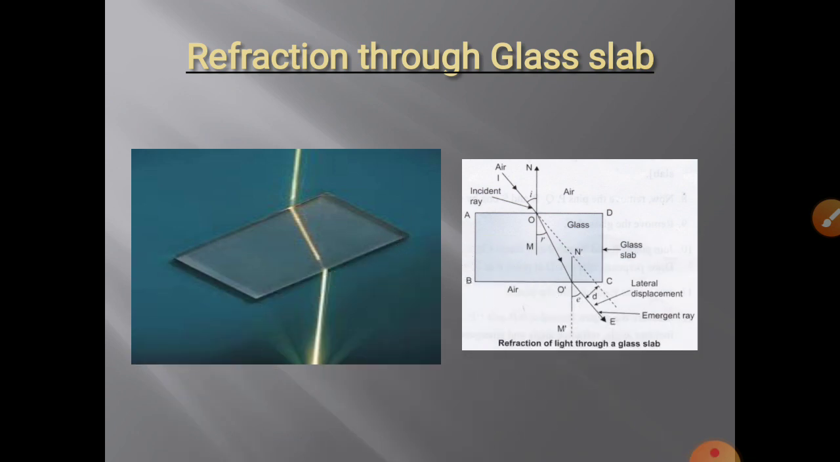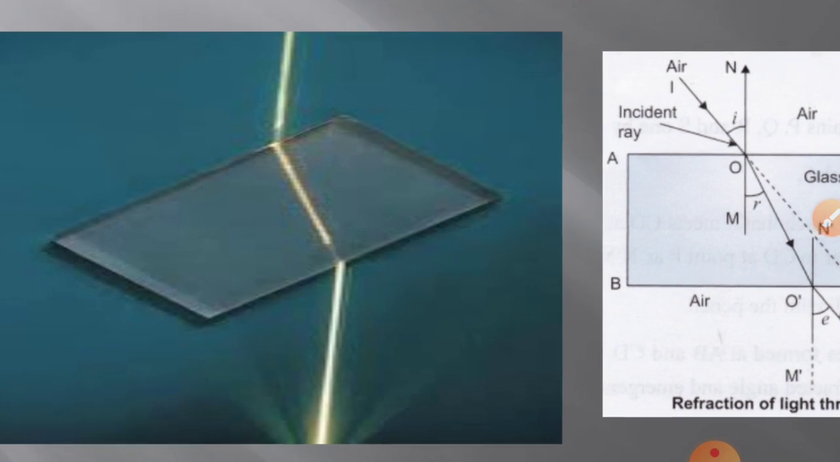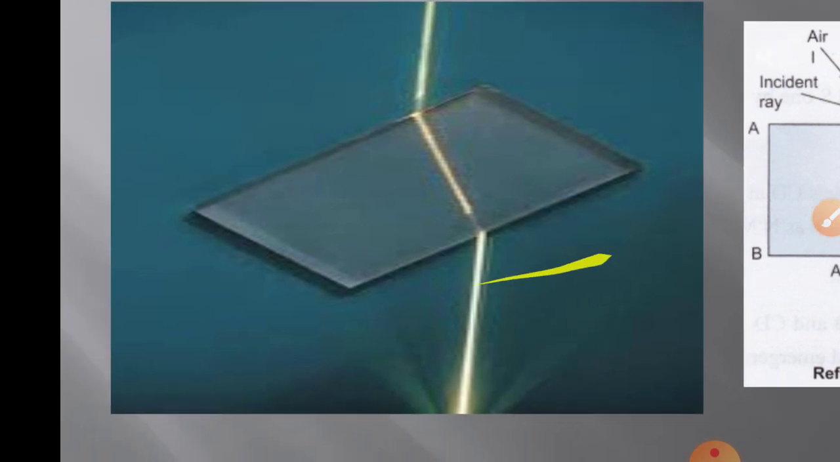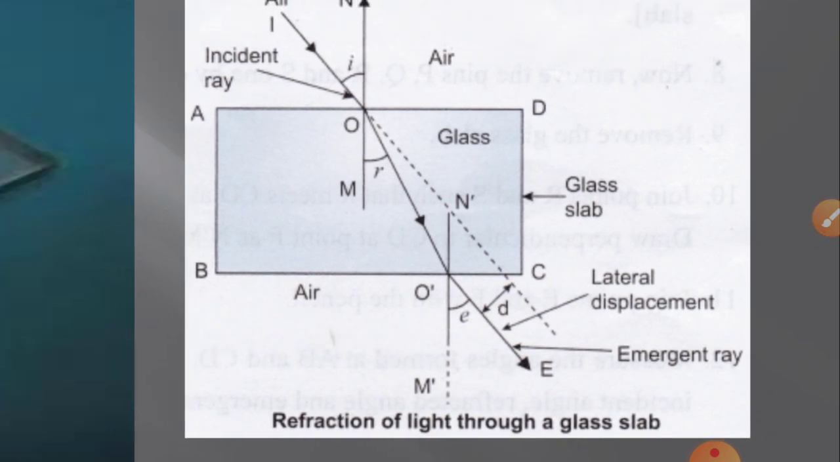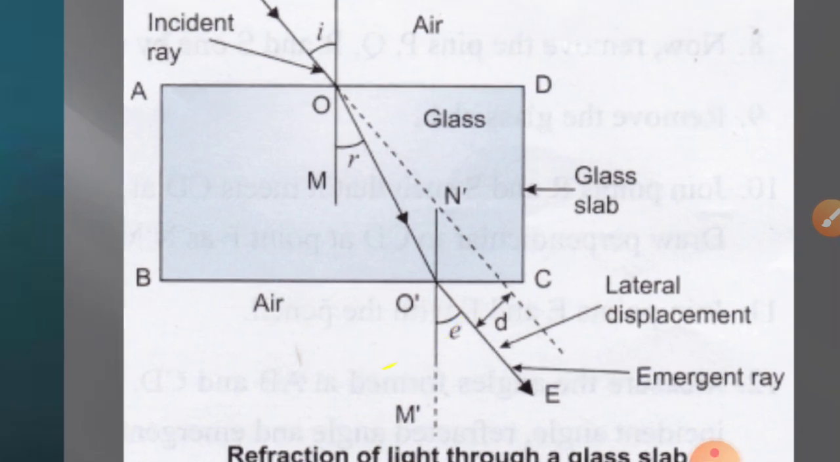Next is refraction through a glass slab. What is a glass slab? A glass slab is just a matchbox-like structure made of glass. And you can see in the diagram, when a ray of light is made incident on one of the faces of the glass slab, it suffers refraction. You can see the bending of light in the glass slab, which is the refraction of light. The question which we have to answer is: draw the labelled diagram of refraction of a ray of light.